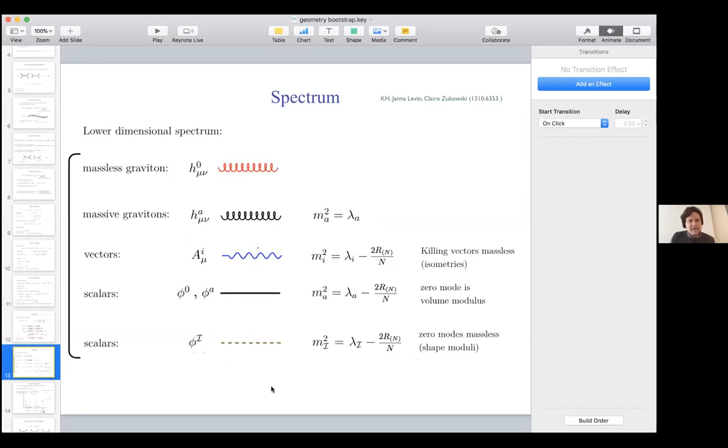Okay, so at the end of the day, this is what the actual physical spectrum looks like. So our lower dimensional theory in general has always a single massless graviton corresponding to the zero mode of the scalar Laplacian, a tower of massive gravitons whose masses correspond to the eigenvalues of the scalar Laplacian. There's a tower of massive vectors.